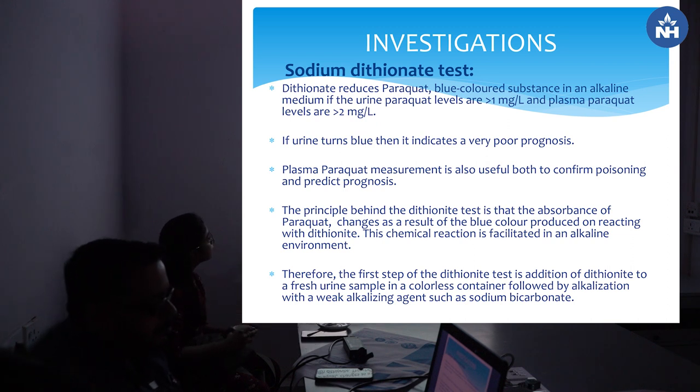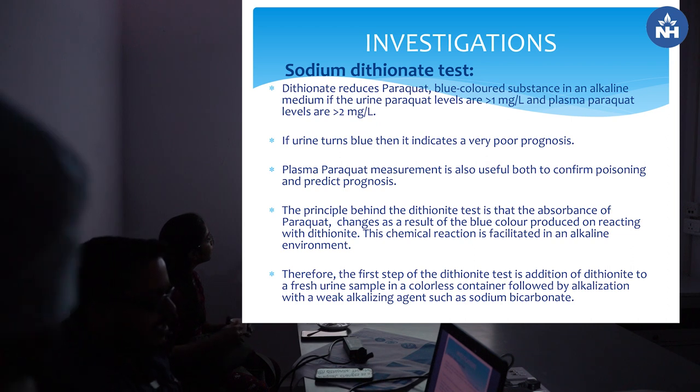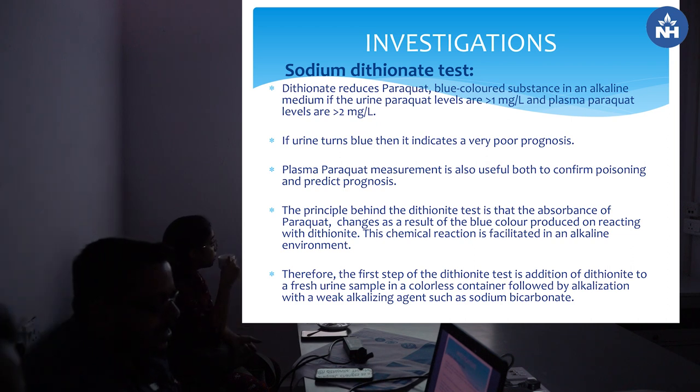The principle behind the dithionite test is that absorbance of the paraquat changes as a result of blue color produced on reacting with dithionite. This chemical reaction is facilitated in an alkaline environment. Therefore, the first step of the dithionite test is addition of dithionite to fresh urine sample in a colorless container, followed by alkalination with a weak alkalizing agent such as sodium bicarbonate.